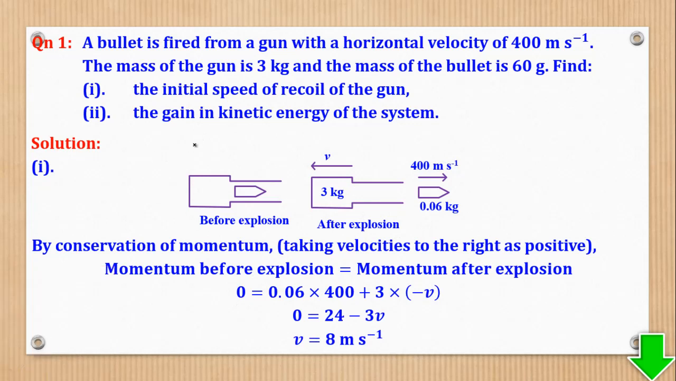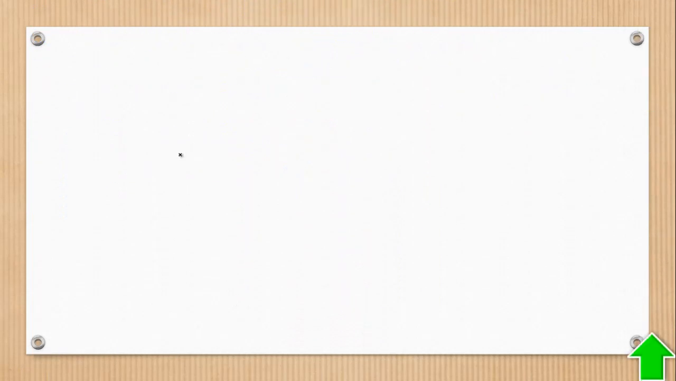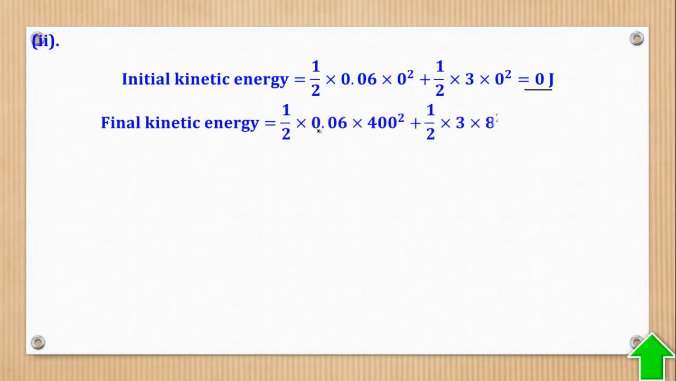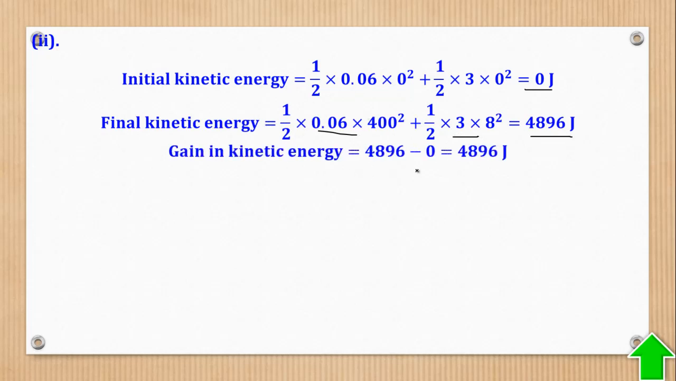Then next, they want the gain in kinetic energy of the system. So initial kinetic energy is 0, and final kinetic energy is this for the bullet, this for the gun, to give you that. Therefore, the gain will be got by subtraction to give you that, and that's what they want.